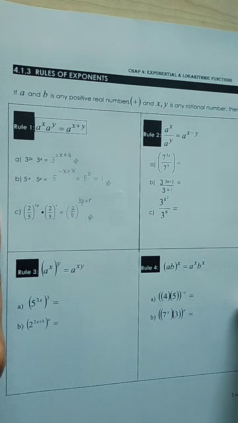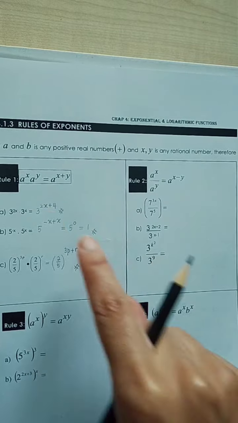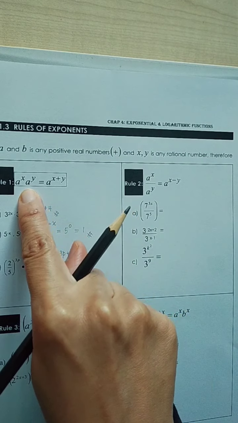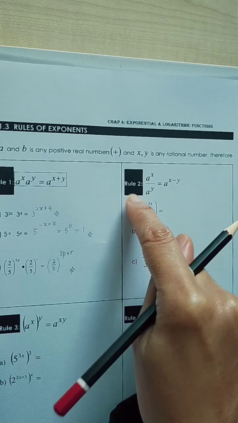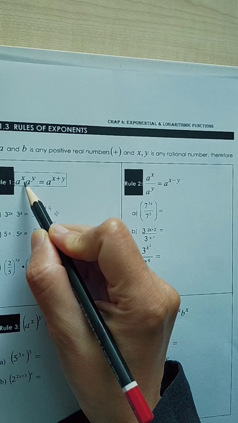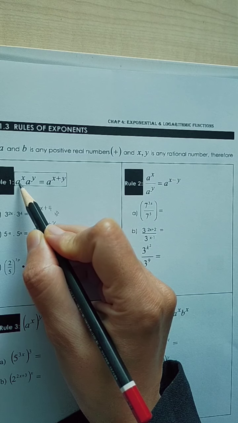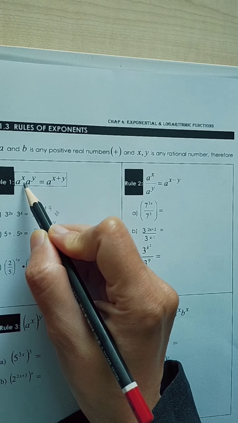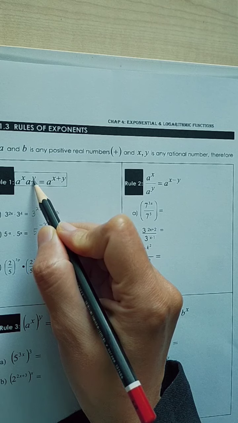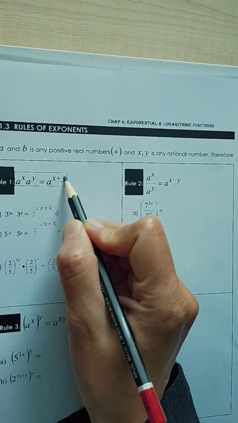Okay, now let's look at rule number 2. As you can see, if you compare rule number 1 and rule number 2, in rule number 1 the operation is multiplication. I mean a power x multiply a power y. Okay, when it's multiplication, you will add the power.